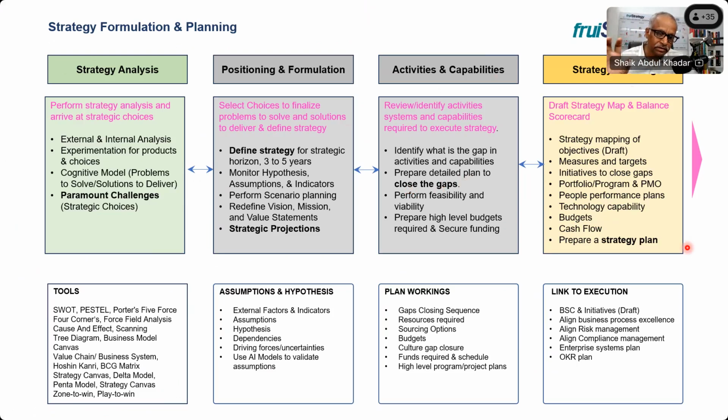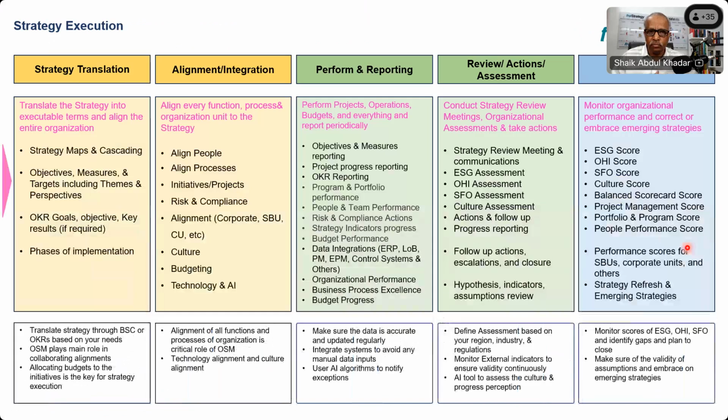These capabilities could be your resources, your funding, your business processes, technology, product development. It could be anything. Okay. So likewise, then you talk about classical strategy execution. The moment you know what you have to do, which is your strategy plan, then you translate the strategy into actionable terms. Then you align the whole organization and then integrate them.